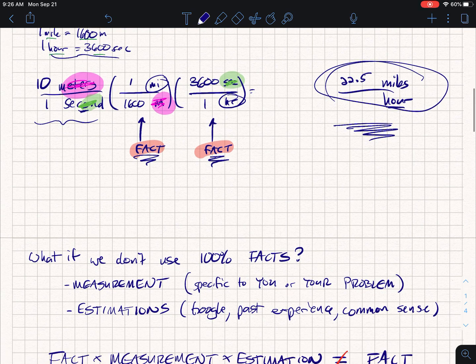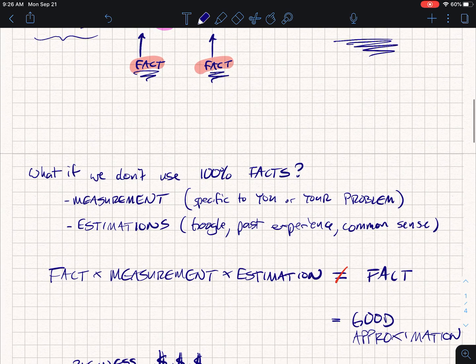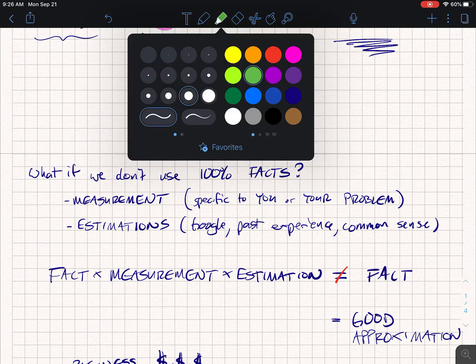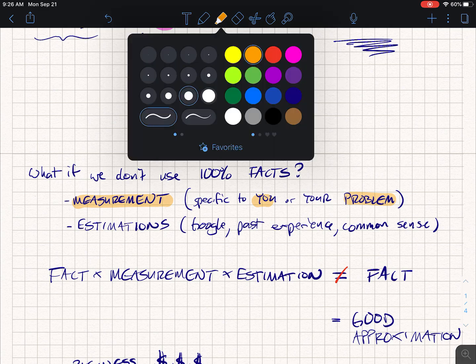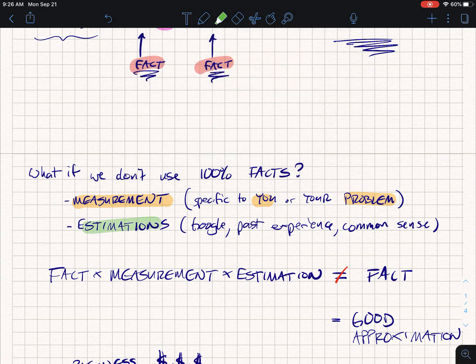But you could use something besides facts as long as you're okay with your answer not being 100% for certain. All right, you could include something in there like a measurement, which is a number that's specific to you or to your problem. You know, the measurement being your height, which can change from time to time, or your age, or the number of times that you do X, Y, Z, or the amount of time since you most recently did whatever. You could also use estimations or estimates, which, you know, you could Google, like, about how many miles is it from Oregon to California. You could call upon past experience.